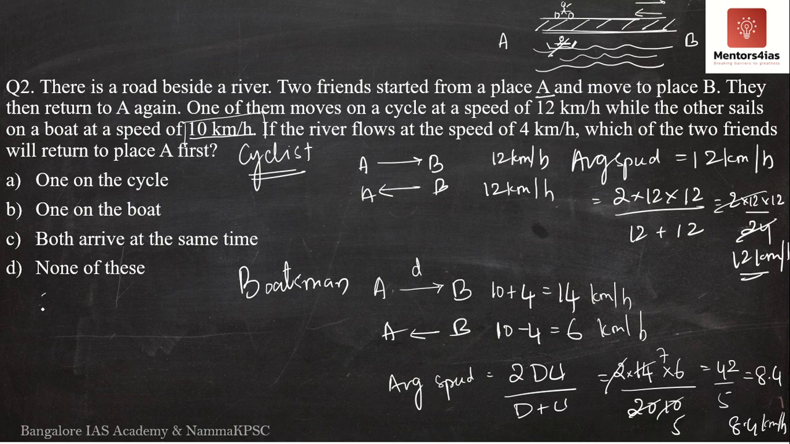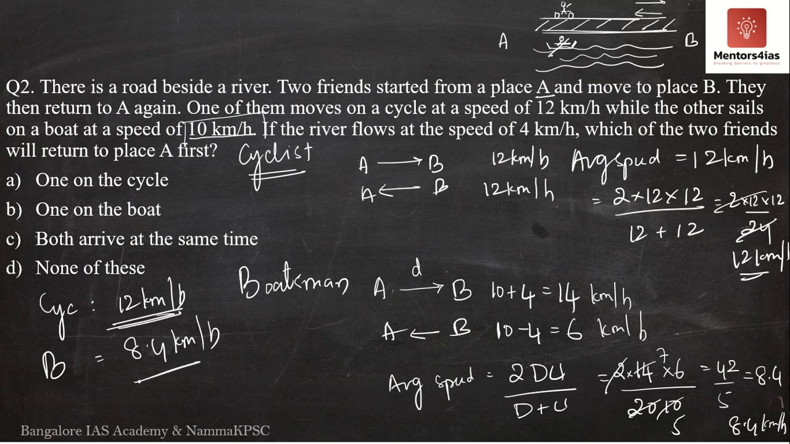Now see here, cyclist, what is the average speed? 12 kilometers per hour. Boatsman, what is the average speed? 8.4 kilometers per hour. Meaning he travels at a faster speed than the boatsman. If the cyclist travels at a faster speed than the boatsman, who is going to go from A to B and return to A? Obviously, it will be the cyclist.